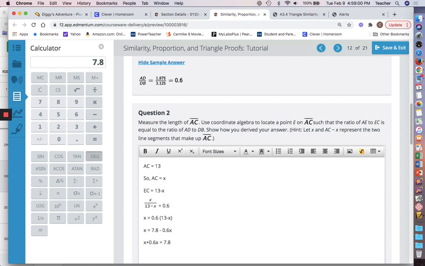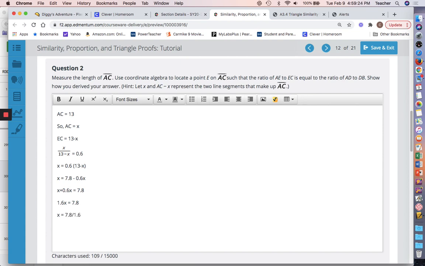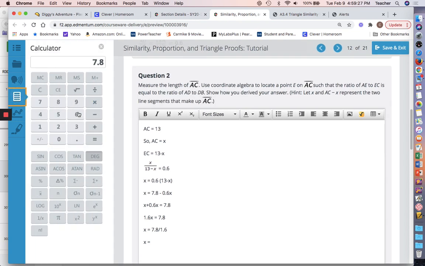So I'm going to combine my like terms. Well, 1 plus 0.6 is 1.6x equals 7.8. All right, let me move this down so I can see what I'm doing here. The opposite of multiplying by 1.6 is to divide by 1.6 on the other side. So 7.8 divided by 1.6. Let's do that. 7.8 divided by 1.6. I got 4.875. Okay.